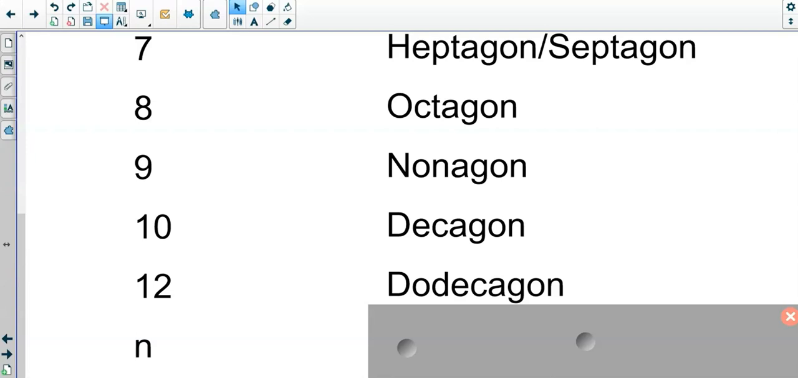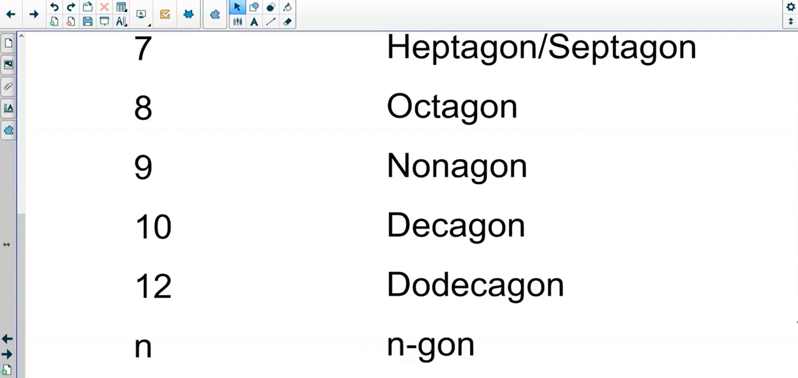How do we name n figures? Super simple. We call those n-gon. Okay? So if I have an 11-sided figure, I would call it 11-gon. I just put the number in for n. If I had a 23-sided figure, I call it 23-gon. If I had a 17-sided figure, 17-gon. It's that easy. Just take the number and slap it in.